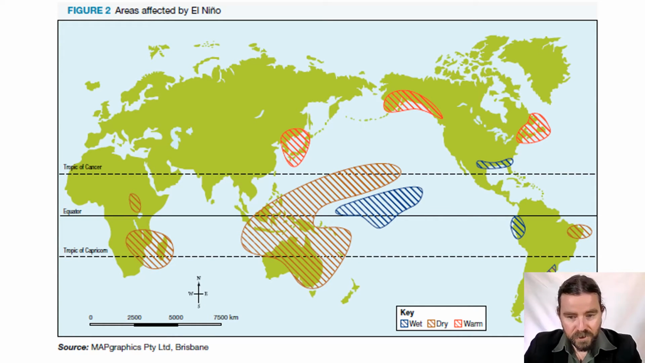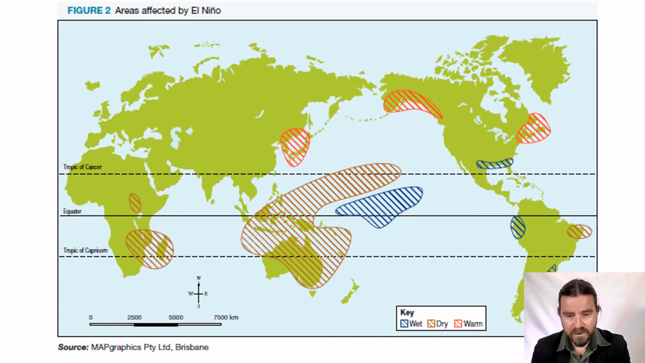So El Nino, these are the areas that are affected by El Nino. So it's not just Australia and the East Pacific, but mostly so. So in an El Nino year, well, let's take a step back. What's this map telling us? We know it's areas affected by El Nino. So this map is showing how the weather changes in an El Nino year.